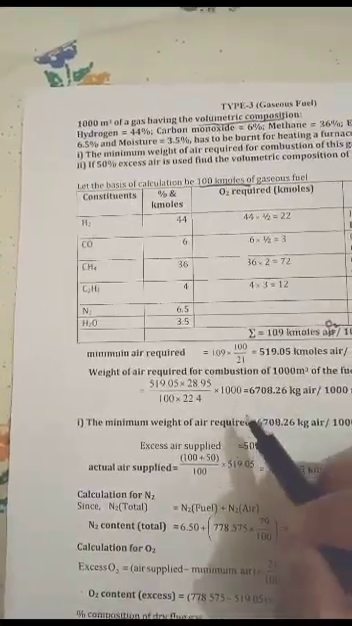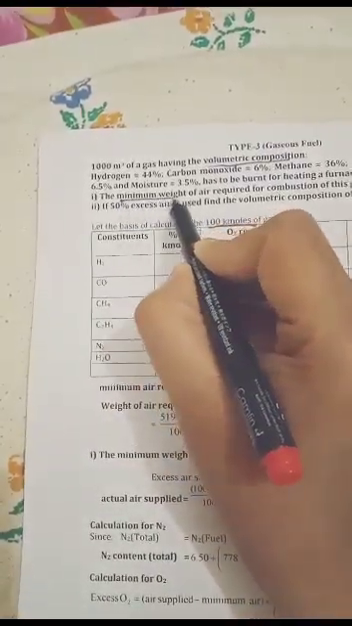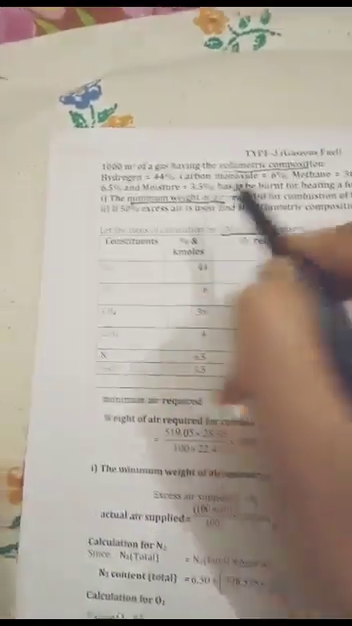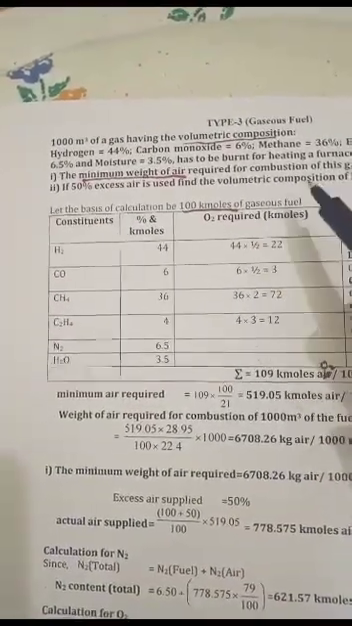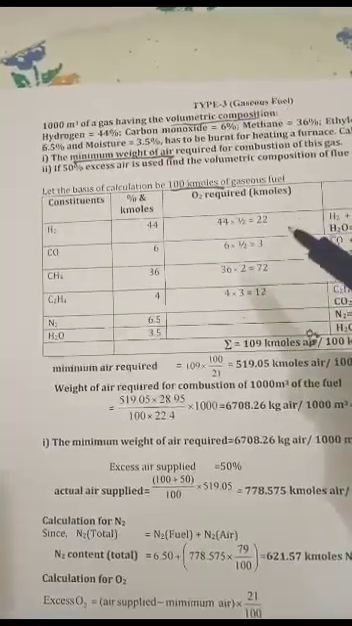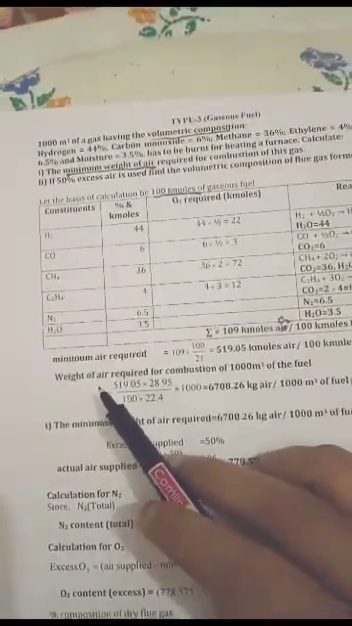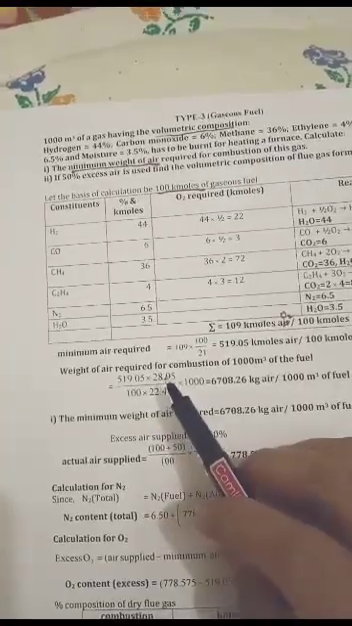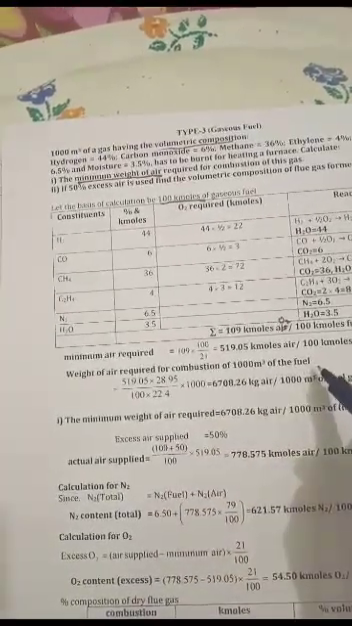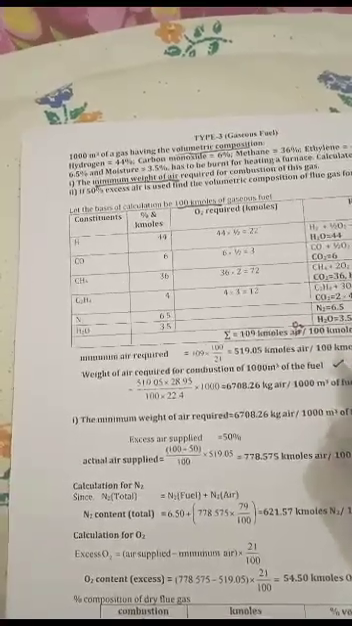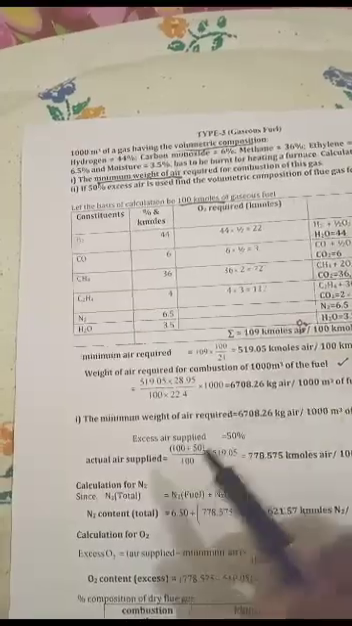Now in this numerical you have one important aspect where you are asked to find out the weight of air required for combustion of the gas. So here what we are supposed to find out is the weight of the air required for combustion of 1000 meter cube of the fuel. This is the requirement for this particular numerical.